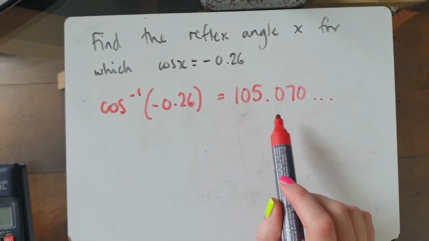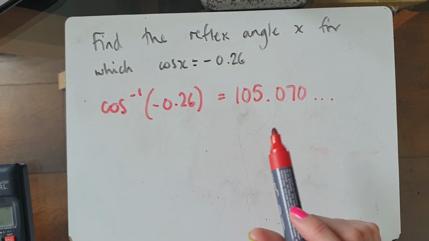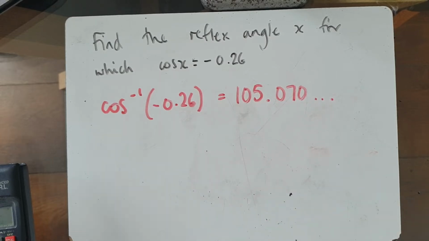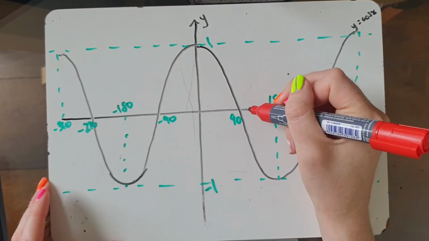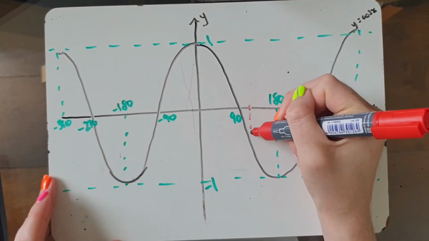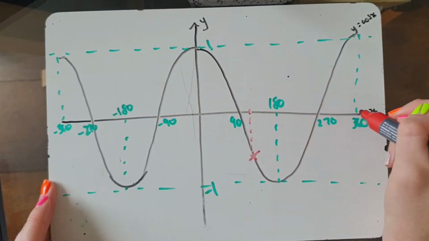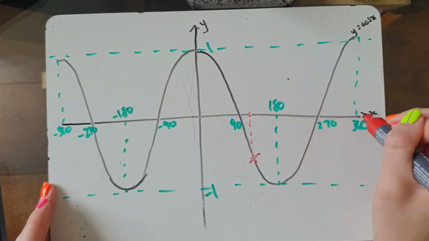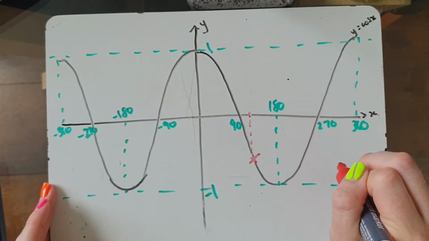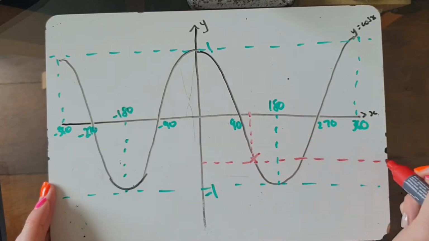Now this is not a reflex angle. A reflex angle is between 180 and 360. So if we have a look at our graph, we've got an angle about here, 105, and we want an angle that is between 180 and 360. So we want this angle here.